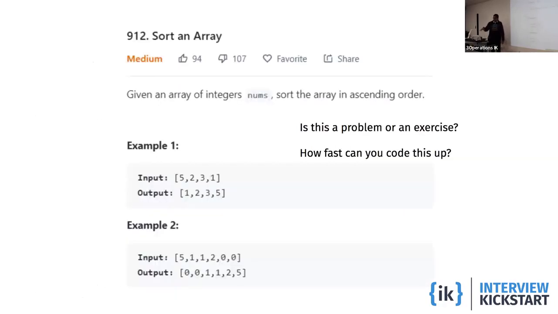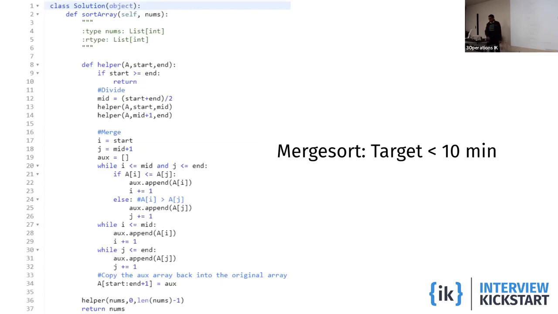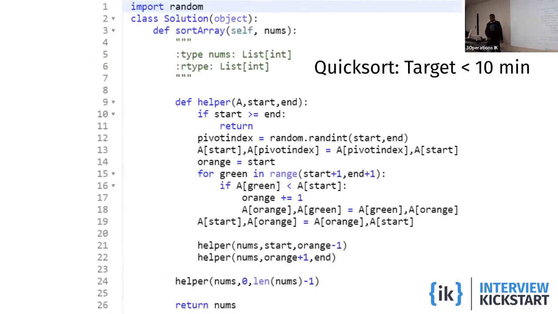Now, you should know how to code up merge sort, quicksort, and heap sort in whatever language you've chosen. The target should be to be able to code up merge sort and quicksort in less than 10 minutes. Don't worry about the code that I have here. I usually have Python code on my slides. That's just for reference. I don't assume you're coding in Python, but just to show you that whatever we are discussing here has been tested.